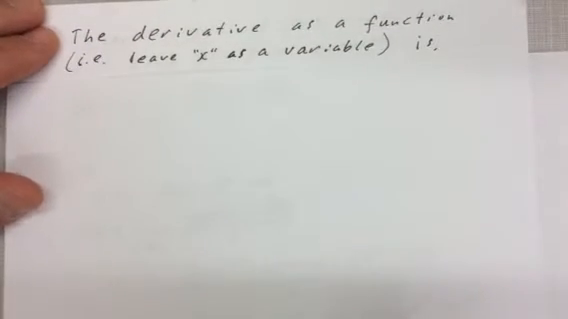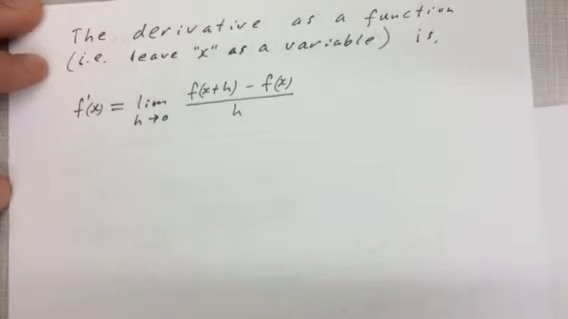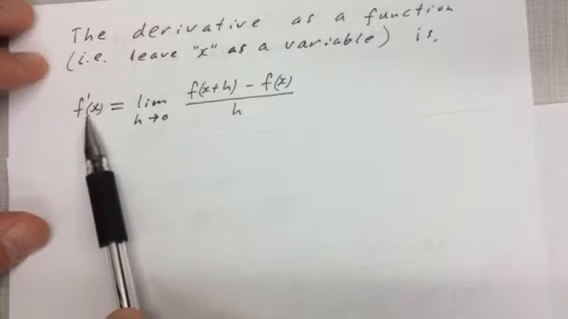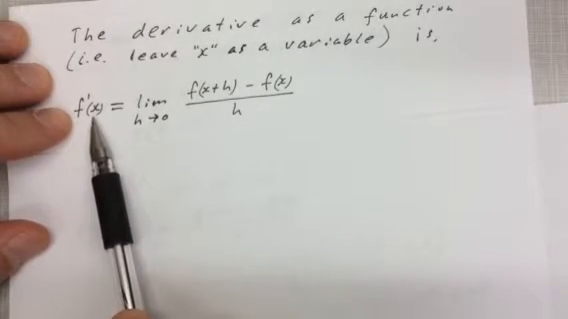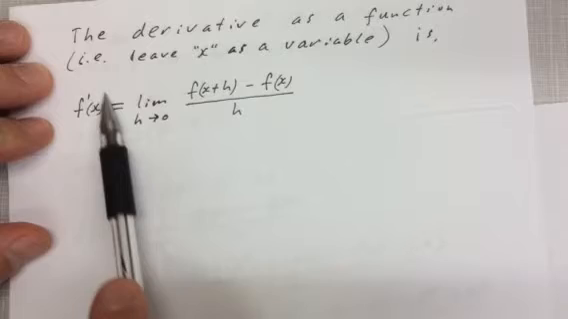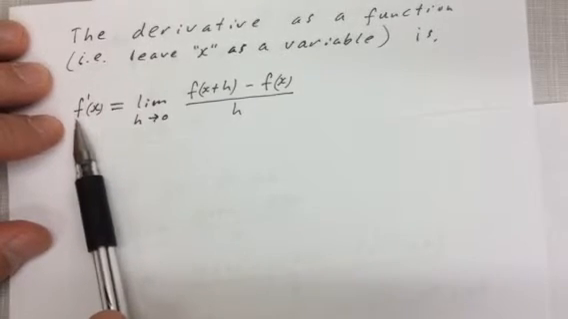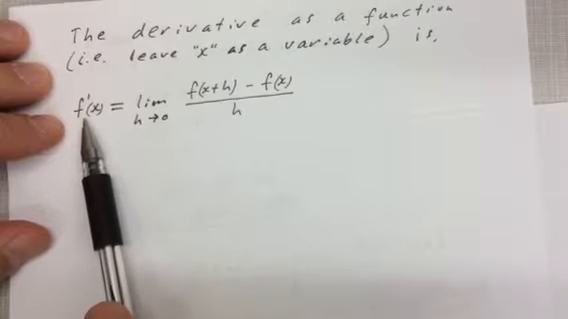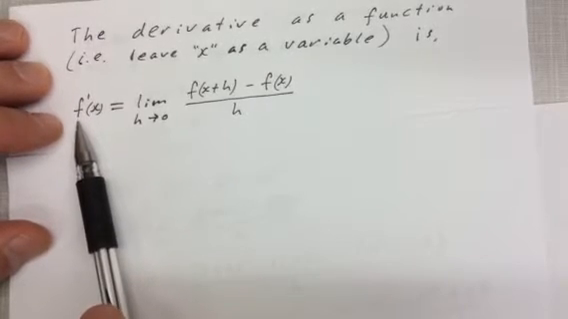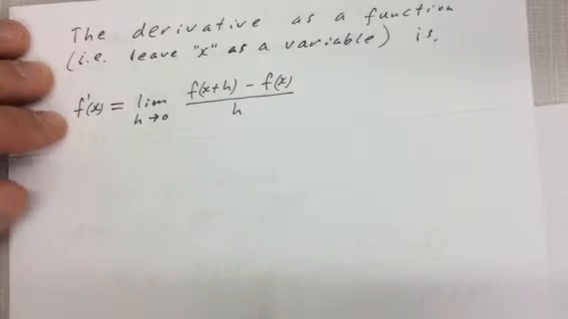So the derivative of a function, that is, leave x as a variable, is this. So f prime at x, we're not actually going to sub in a number now. We're not going to call it a, we're just going to leave it as x. So this is going to give us a new function where the variable is x, and it's related to the original one where it's the instantaneous rate of change of that function at any value x.